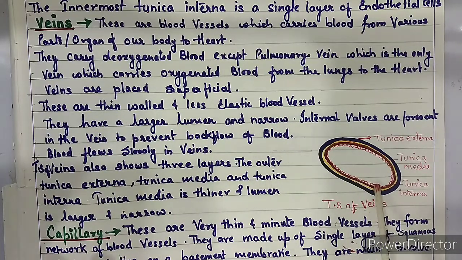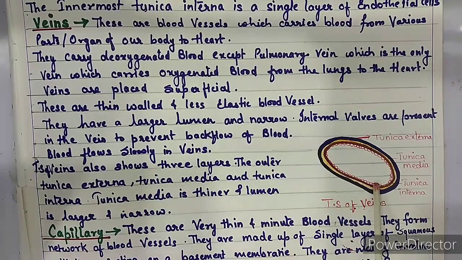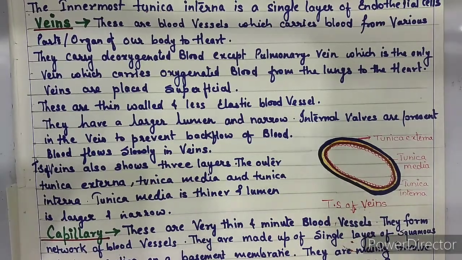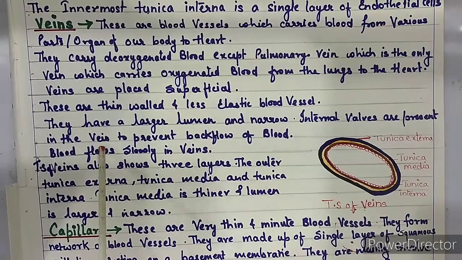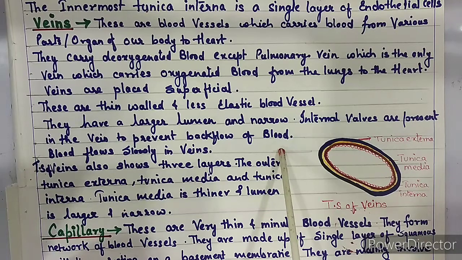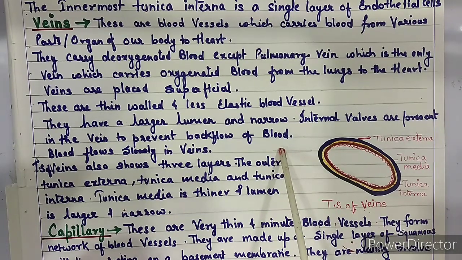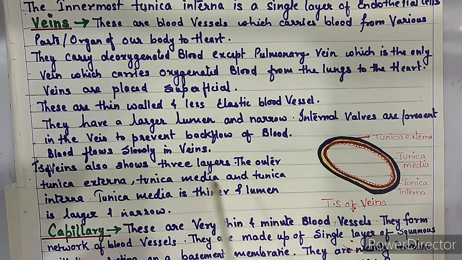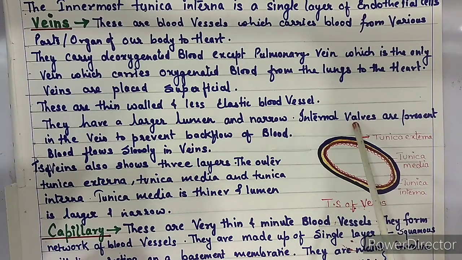Now look at the section. If you compare the transverse section of arteries to that of the vein, the vein has a larger lumen. It has a larger space for the flow of blood. Next, internal valves are present in the veins which prevent the backflow of blood. So we have studied that the lumen of the artery is devoid of valves. It shows absence of valves, whereas the lumen of the veins very well shows presence of valves.